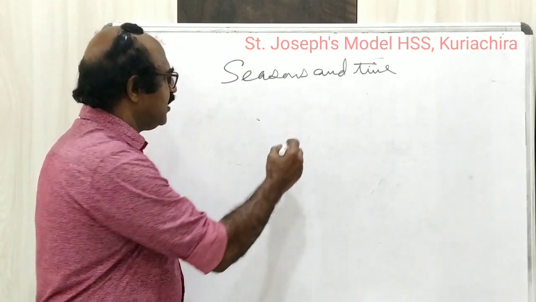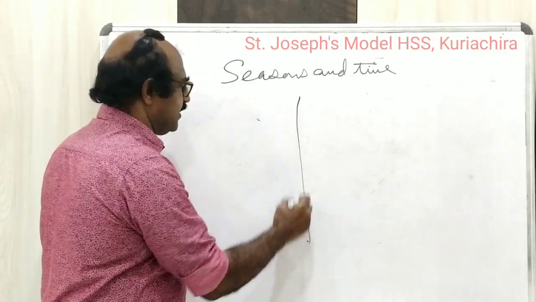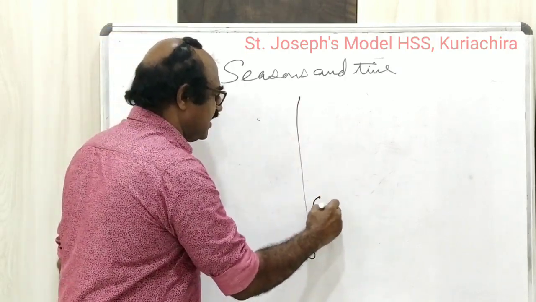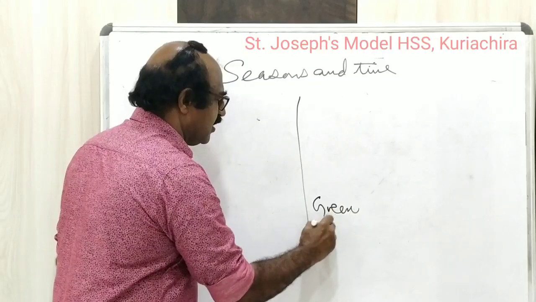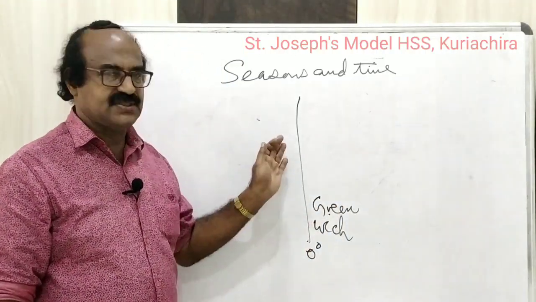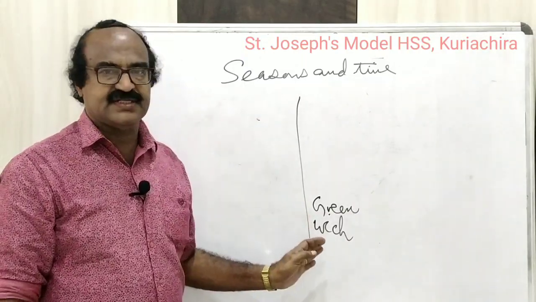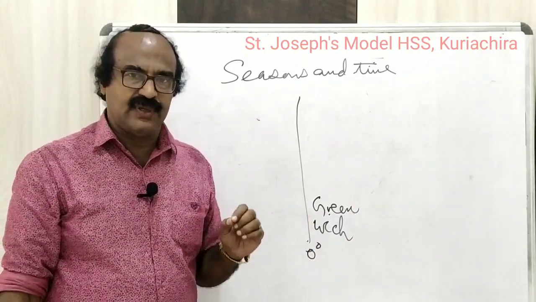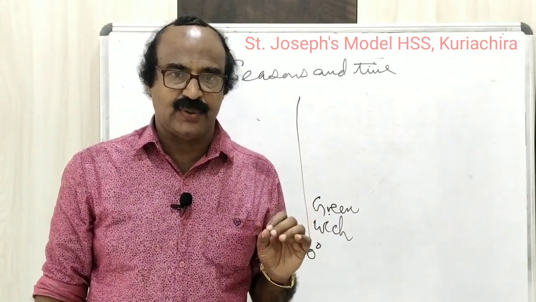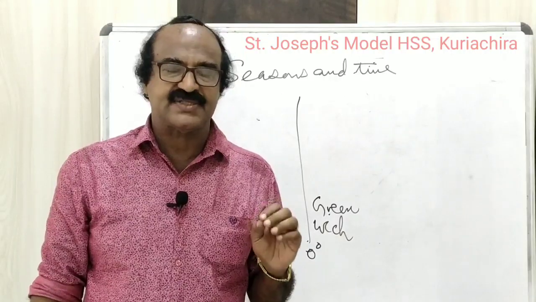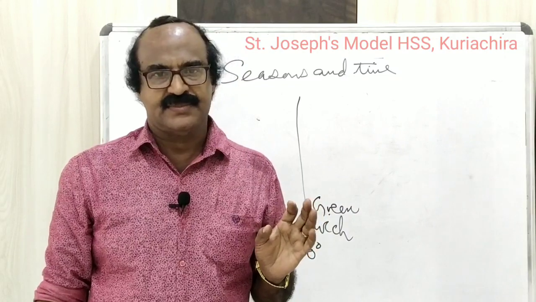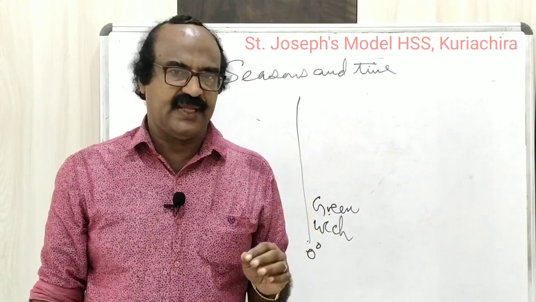For example, think of this line, which is 0 degree. It is known as the Greenwich line. The 0 degree longitude is known as the Greenwich line. Time is calculated worldwide based on this line, so it is known as the prime meridian.